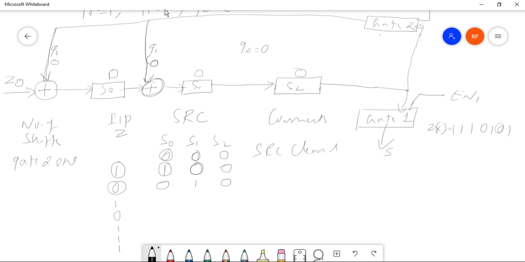Now we'll move a little bit faster. I hope the things are clear. Only while entering S0, consider the present values. For all the rest of the operations, consider the previous value.